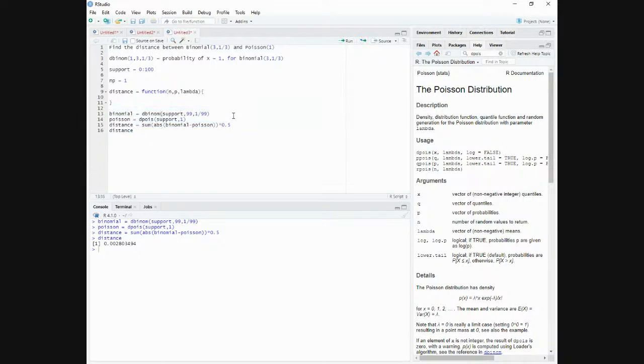Okay, let's plot it. Let's try to plot it. How will we plot it? Let's say what I will do is that I will make a distance function.